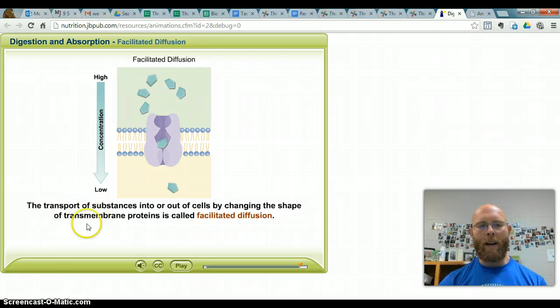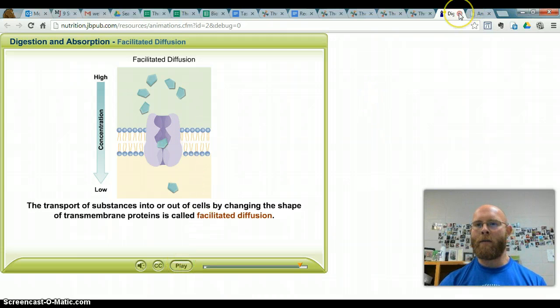Now, this term transmembrane just means it's a protein that runs or that extends from one side of the membrane to the other. There are other ones called integral proteins or peripheral proteins. We'll take a look at later on in this course. But right now, transmembrane just means it's a protein found in the membrane that runs from one side all the way through to the other.